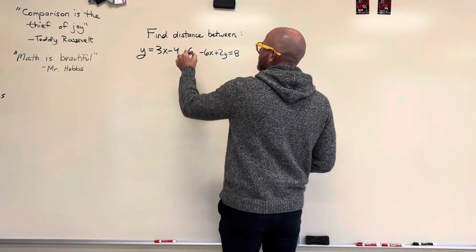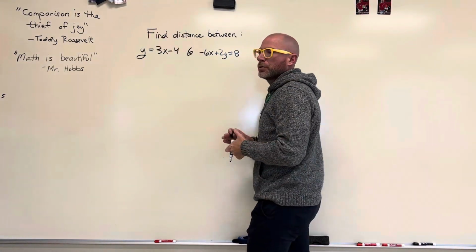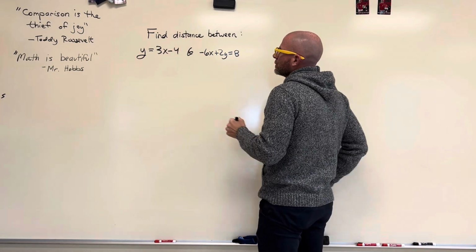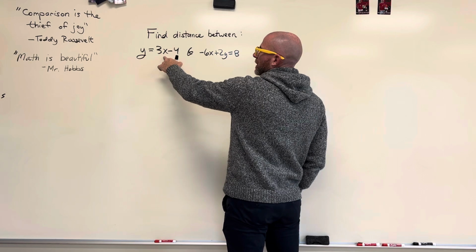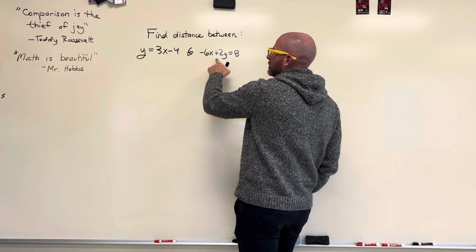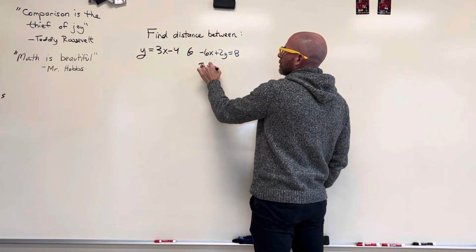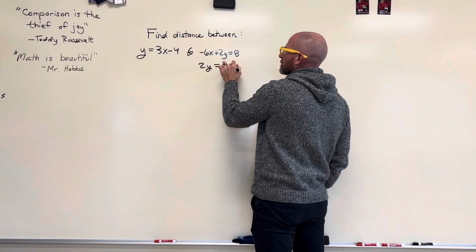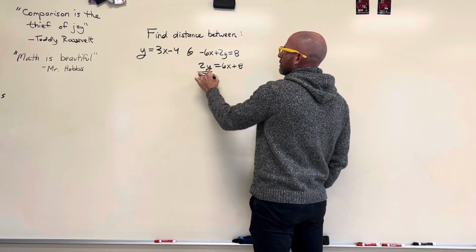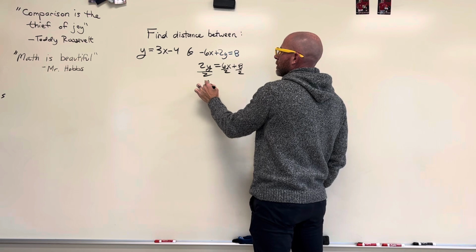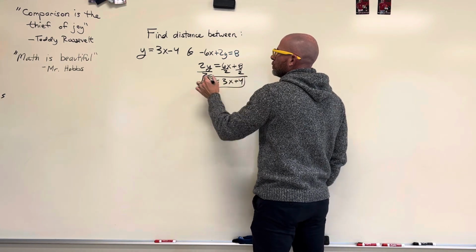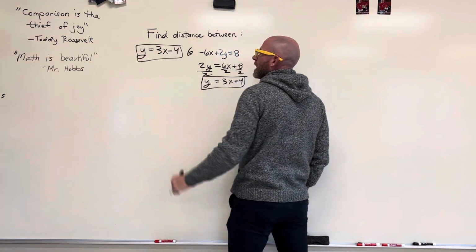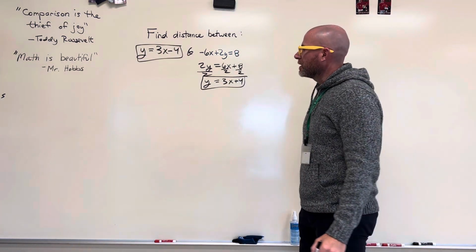So we're going to find the distance between these two lines. If we're finding the distance between these two lines, this one is in slope-intercept form. Let's put the other one in slope-intercept form as well, which would be 2y equals 6x plus 8. Divide everything by 2, and I get y equals 3x plus 4. So I have two parallel lines that I'm going to find the distance between.